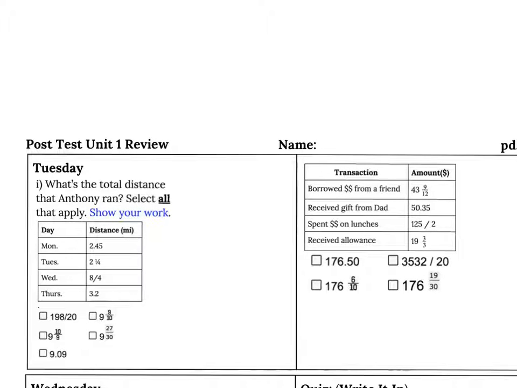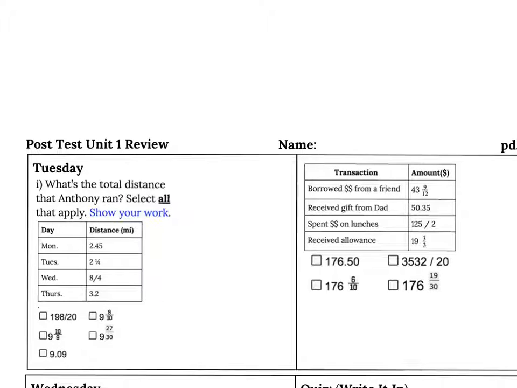All right, let's talk about problem one. What's the total distance that Anthony ran? Select all that apply and show your work. There's a lot of different approaches that we could take with this one, but I'm going to take the approach that there's numbers with decimals there, and there are also fractions that we can convert into numbers with decimals, and we can add that all up and then test our solutions from there.